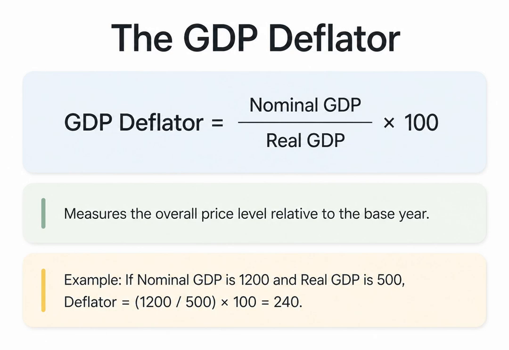Because we have both nominal and real GDP, we can use them to measure inflation across the entire economy. This metric is called the GDP deflator. By dividing nominal GDP by real GDP and multiplying by 100, we get an index that shows how much prices have changed relative to our base year. In this example, a deflator of 240 means prices have more than doubled since the base year.